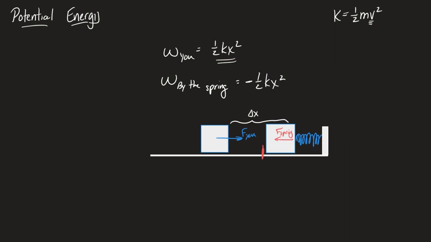Next, we will define potential energy based on the conservative force doing the work. This is important, and it sounds subtle, but you're going to need to use this. We're going to define potential energy by the conservative force that does the work. So you applied an external force to the system. The spring was the conservative force. So we define the change in potential energy as minus the work done by the conservative force.